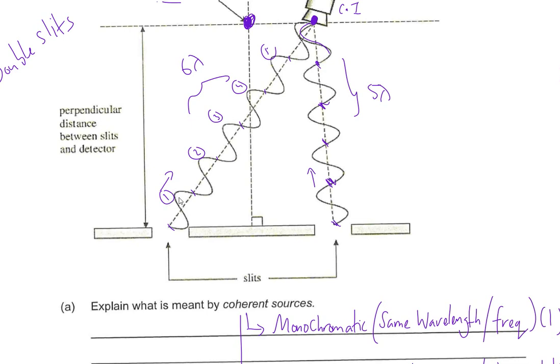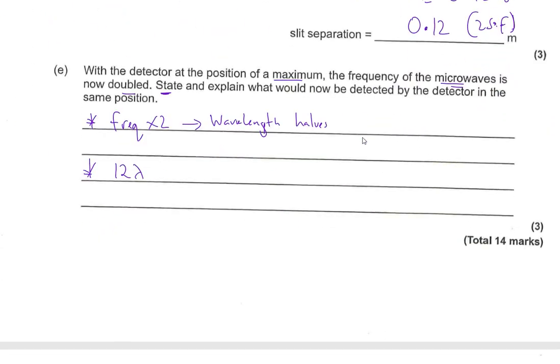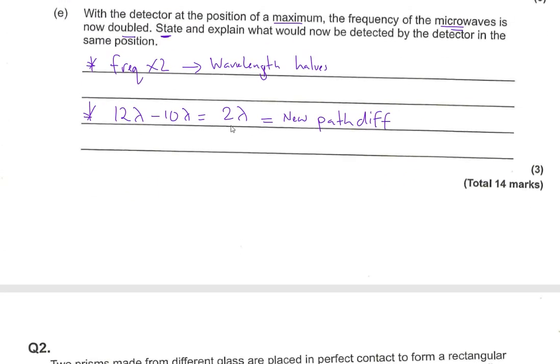We double the frequency, so the number of waves passing a point per second is twice. So 12, and here we have 10. Okay, so we got 10 in this case, and then the difference is 2. Therefore, this is the new path difference. Now the path difference is still an integer lambda.